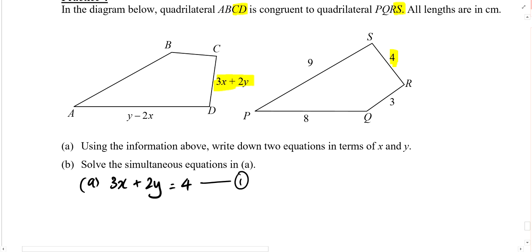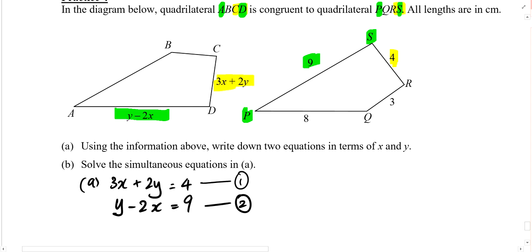Equation number 2. What is it? y minus 2x equals? So y minus 2x is AD. So AD must be the same as PS. PS, oh, it's 9. I nearly put 8 just now. I looked at the diagram and thought it was 8, but luckily I checked. It is supposed to be 9. Equation number 2. Part A done.